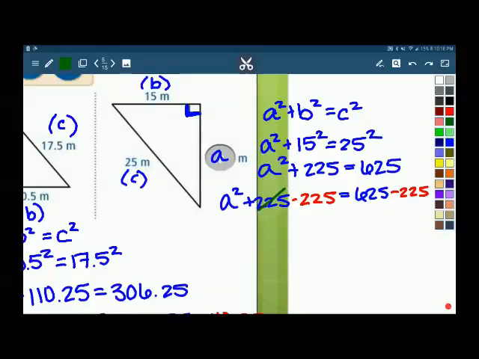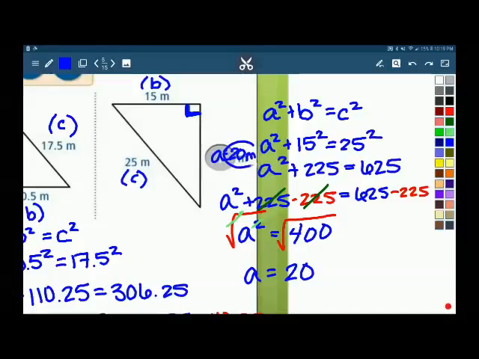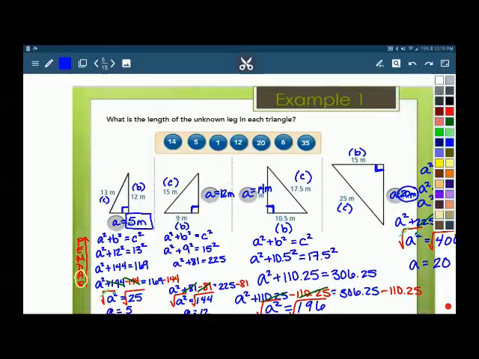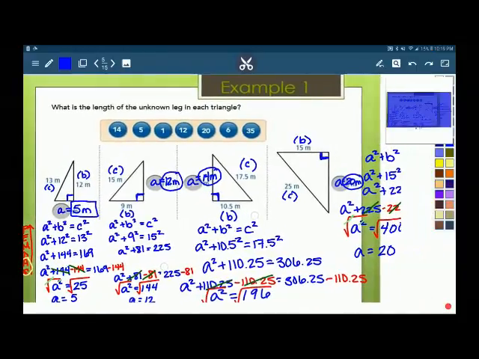The positive 225 and the negative 225 become 0, and we're left with a squared is equal to 625 minus 225, that's 400. Last step, square root both sides. We're left with just a, and the square root of 400 is 20. So my unknown side length here is 20 meters. So I've got 4 different examples here. The first one was 5 meters, the second one was 12 meters, the third one was 14 meters, and then the fourth one was 20 meters.